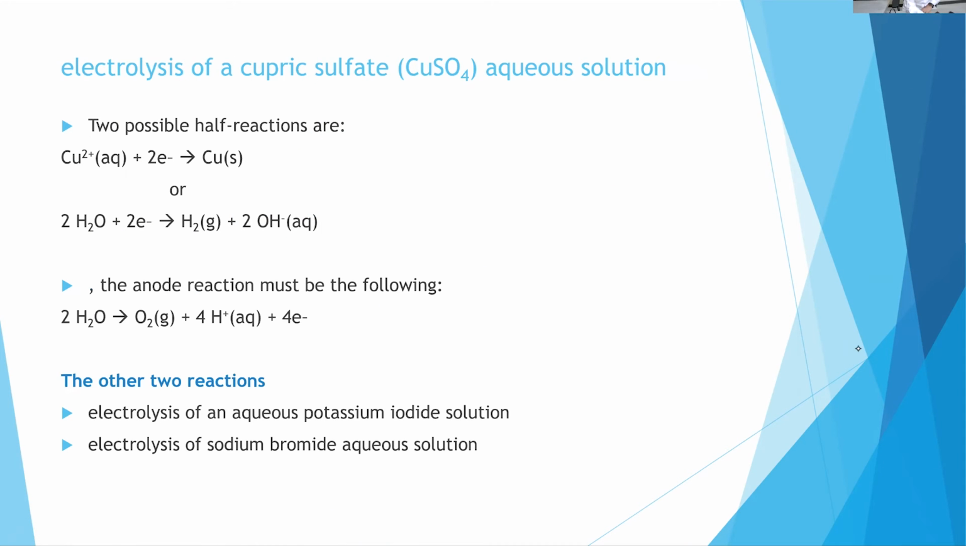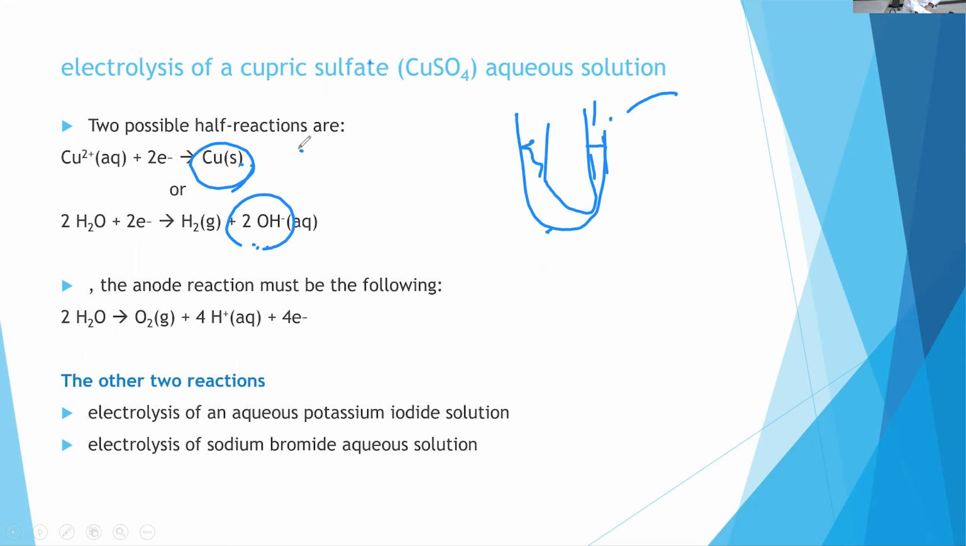Next reaction is electrolysis of cupric sulfate, CuSO4. Possible reaction for reduction, possible reaction for oxidation. In this case, we have the same setting. So basically we have the liquid, we have the phenolphthalein, and if hydroxide is produced, then we will see pink color. If copper is produced, you would see shiny red color on the electrodes.